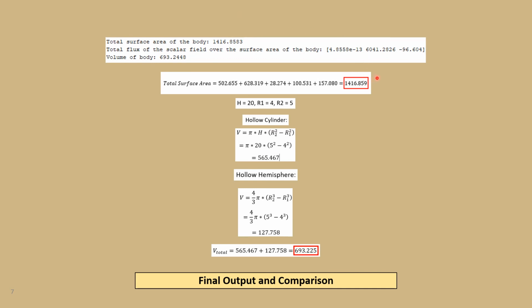You can see the MATLAB output is 1,416.858 at the top, and my total calculated area that I did by hand was 1,416.859, which are extremely close, so I know my code is working correctly. You can also see the other outputs that MATLAB gave me, such as the flux and the volume of the body, that I've verified.